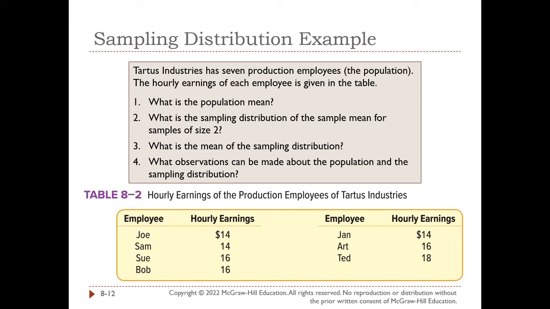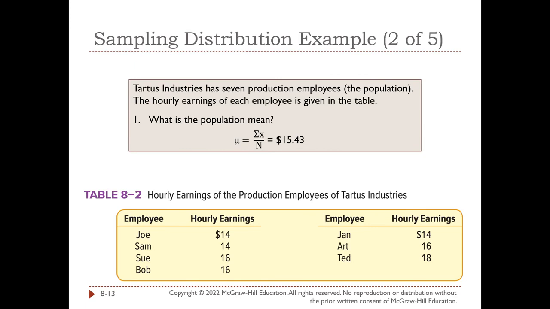We have hourly earnings of the population employees of Tardis Industries: Joe, Sam, Sue, Bob, Billy Bob, and so on, but Jan, Art, and Ted. I think they really kept with the 3 named squad here.